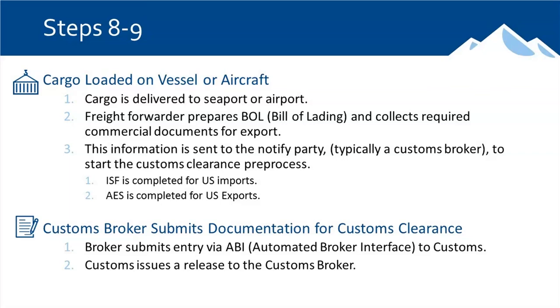The customs broker submits documentation for customs clearance, and really this is, as I indicated on the first slide, steps 9 through 12 really happen very quickly and can happen in different orders. But the customs broker submits that once the documentation is ready and the shipment gets a specific place in the supply chain.